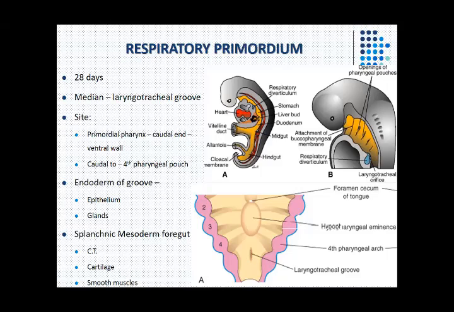अब obviously ये groove इस endoderm में बना हुआ है, तो ये जो endoderm है groove की, this develops into epithelium, this develops into gland. So इस endoderm से epithelium और glands of the groove बनेंगे, और इसके जो surrounding mesenchyme है, ये आपको पता है mesoderm या mesenchyme जो है, ये muscles, connective tissue और cartilage में develop होती है. ठीक है जी.